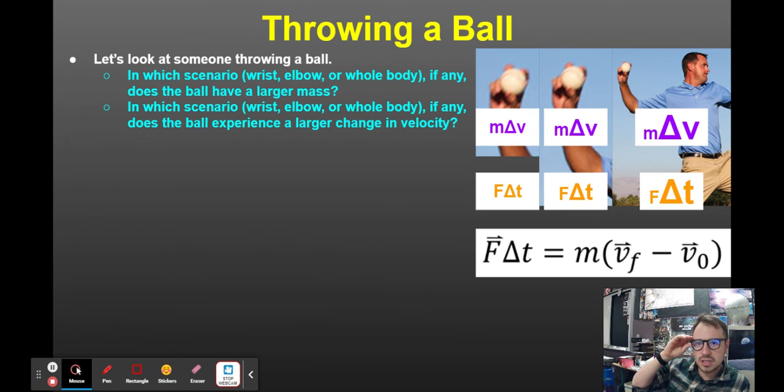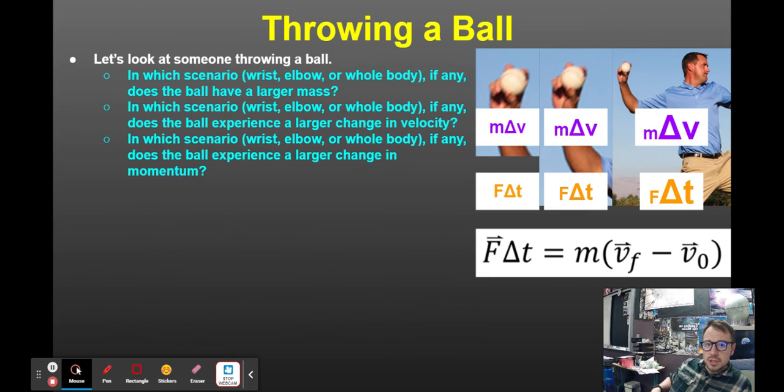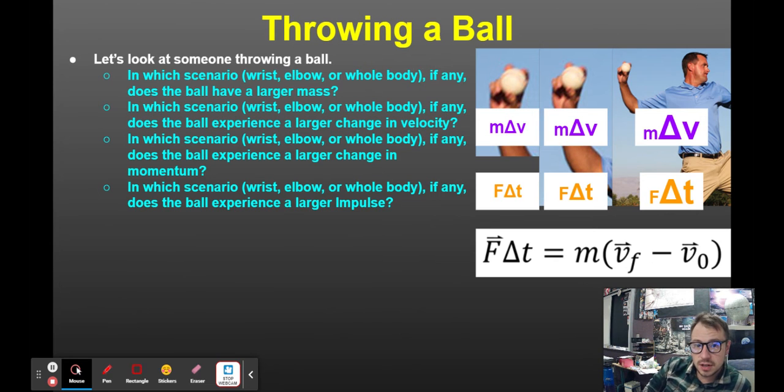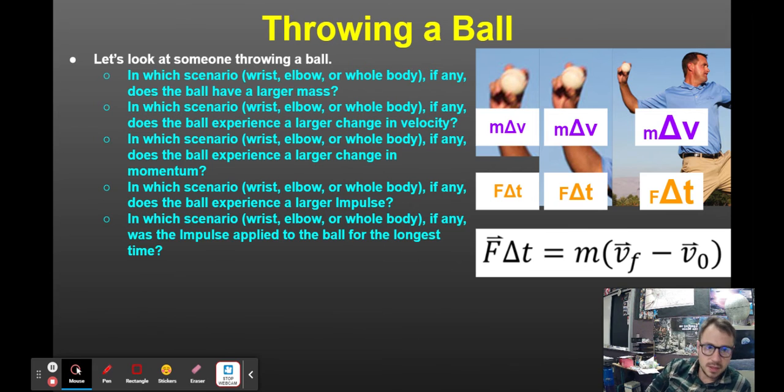In which of these scenarios does that ball experience a larger change of velocity? It's going to be the whole body. In which scenario does the ball experience a larger change of momentum? Well, same mass, larger change of velocity. It's going to be the whole body. In which scenario does the ball experience a larger impulse? It's going to be the whole body again, right? Because change of momentum is impulse.